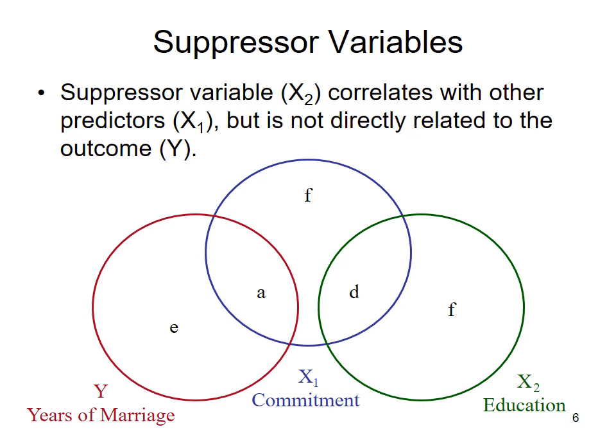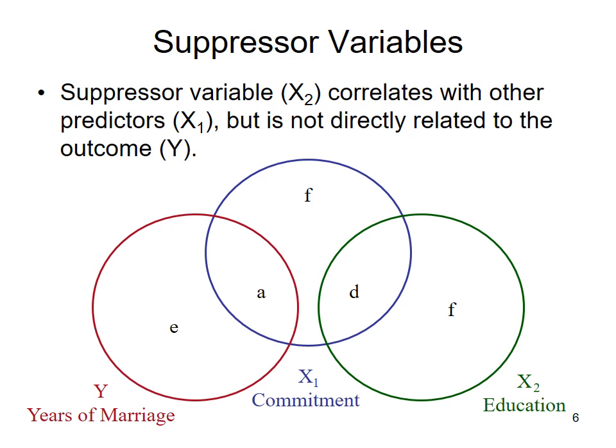So again, I have an example here where our outcome is years of marriage. We have a predictor, X1, commitment, that is related. So how committed you are does affect how long you stay married. So our commitment variable predicts A in the total variance of years of marriage, A and E. However, we also have a second predictor that we've put in the model that is absolutely not related to years of marriage, education, X2, but is related to commitment.